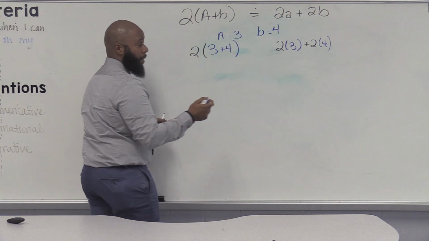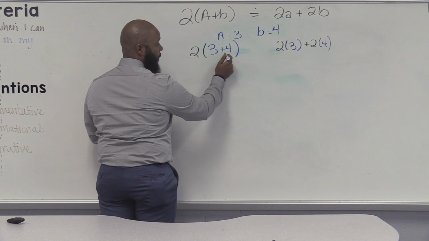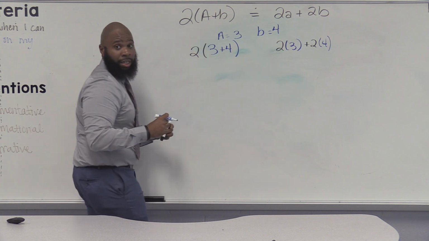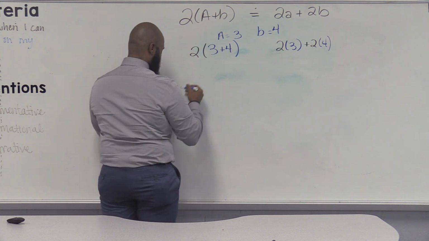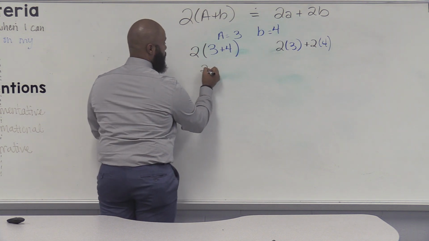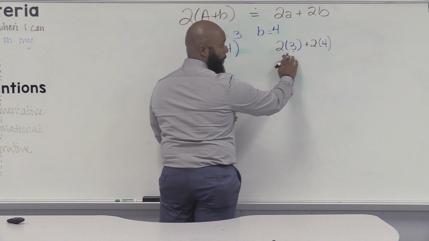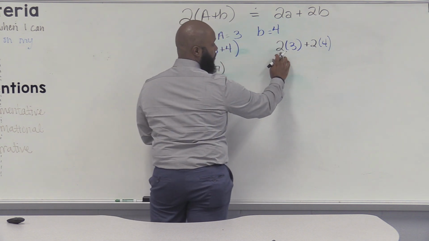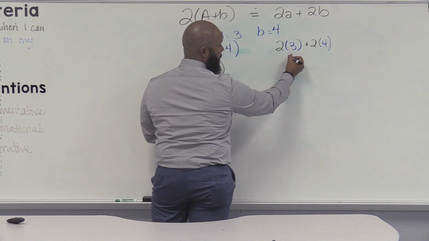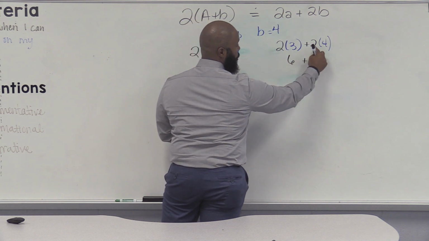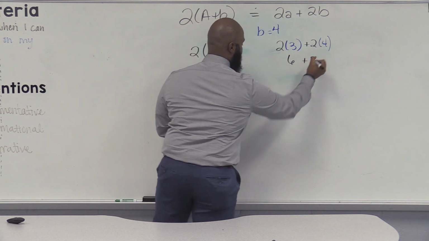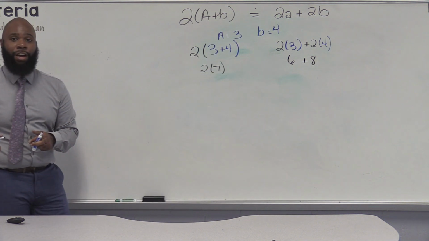Remember, in our order of operations, I'm going to solve inside of my parentheses first. So 4 plus 3 is going to give me 7. So that's going to be 2 times 7. Same thing here, multiplication left to right. So 2 times 3 is going to give me 6, plus 2 times 4, which is going to give me 8.